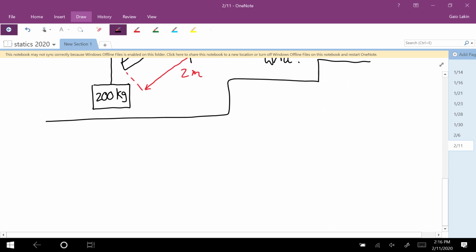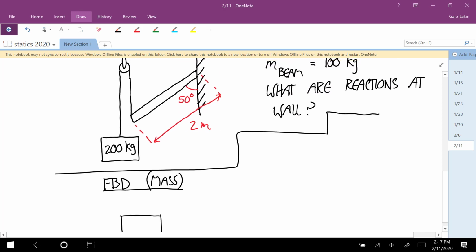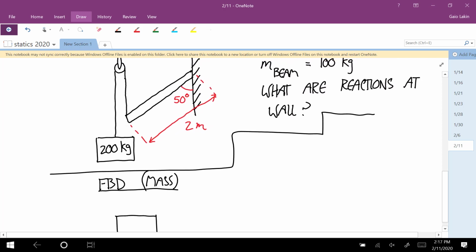Okay, so first thing we have to do is draw a free body diagram. And I guess let's first do a free body diagram of the mass and figure out the cable tension with that. It comes out just like you'd think it does, but this is sort of an important thing.